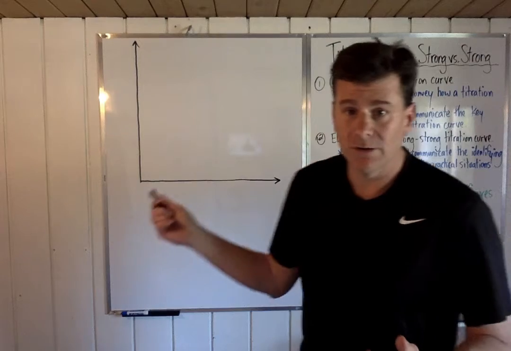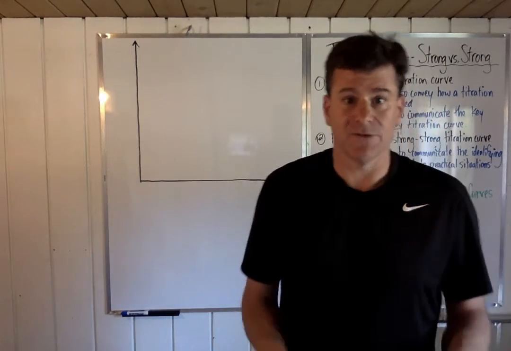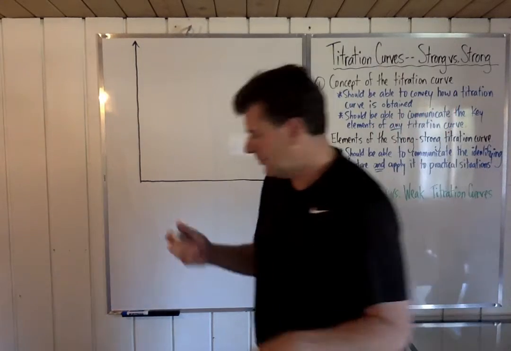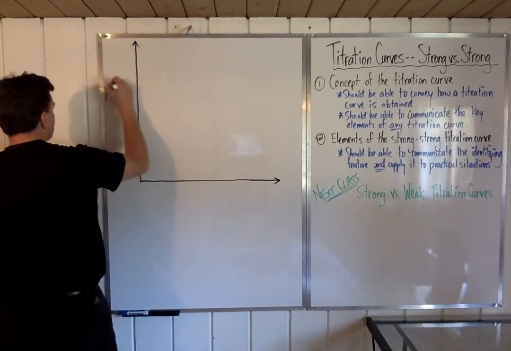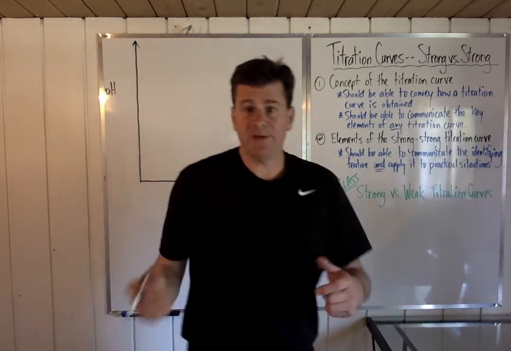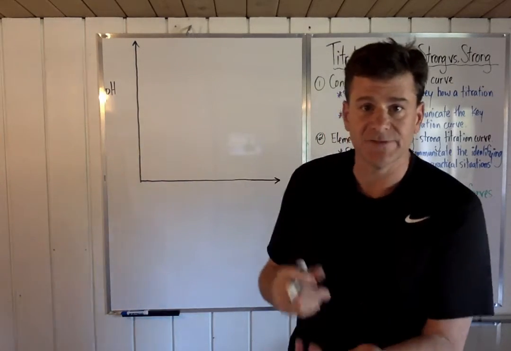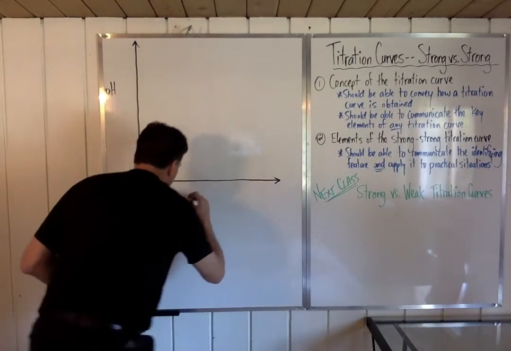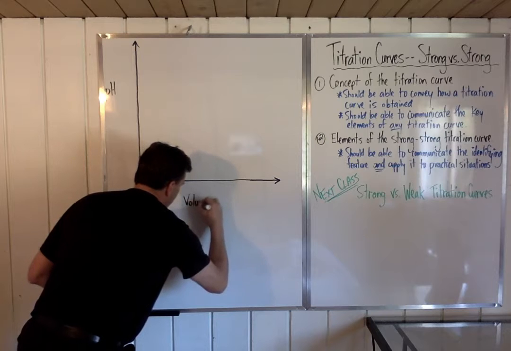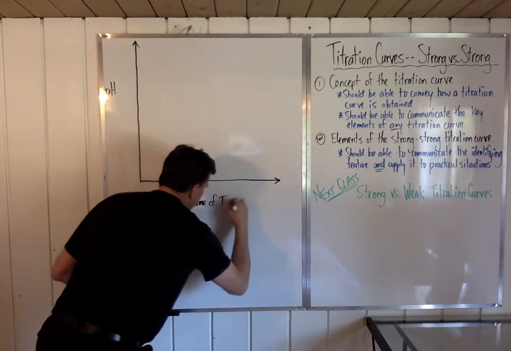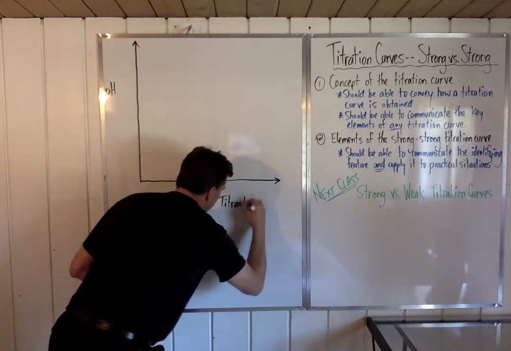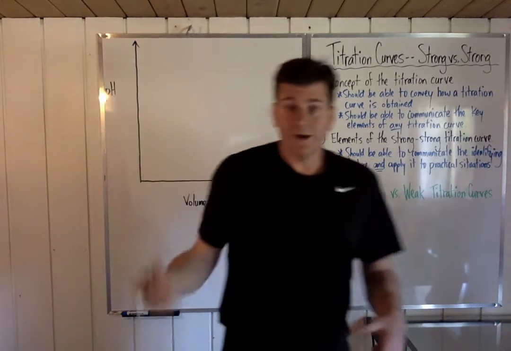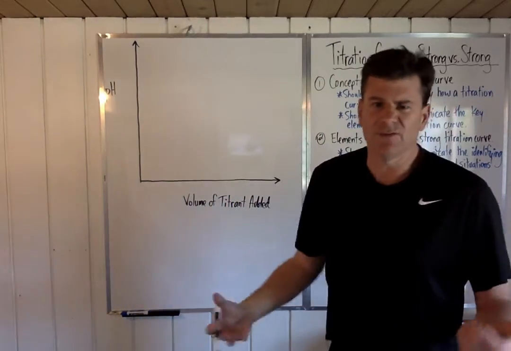So over here on the board, I've got the axes of a graph set up already. When you're doing a titration curve, you're going to see your typical vertical axis being pH. And that will be the pH of the solution down in the Erlenmeyer flask. So that's where you're putting your pH probe, and you're going to measure that. And then down here, you will have your volume of whatever you have in the burette, adding in, okay? And you call that the titrant.